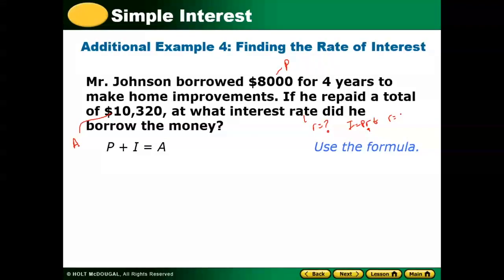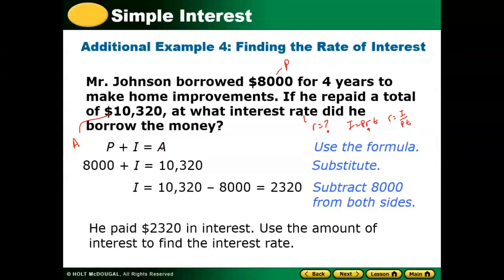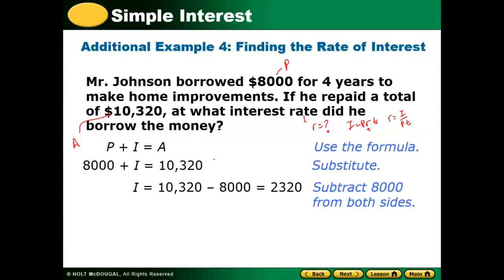So if you remember, or if you flip back or look at your formula sheet, rate is equal to interest over principal times time. So I need to have these three things. The problem is I know my principal and my amount, but I don't know my interest. So let's figure that out. So I know that my principal is 8,000, my amount is this. So my interest is actually just going to be 10,000.